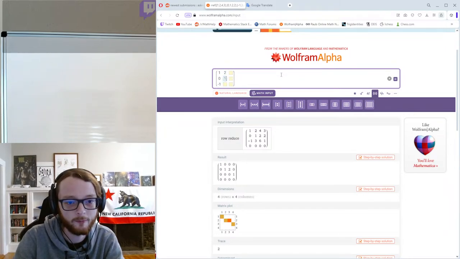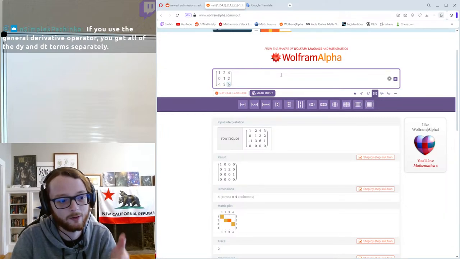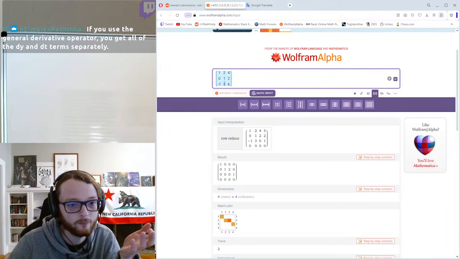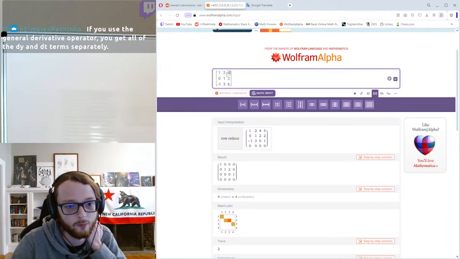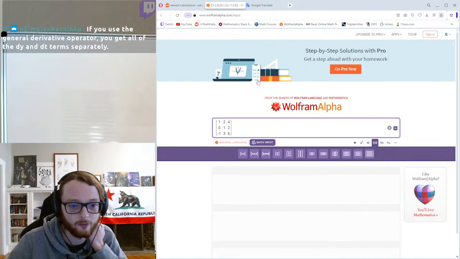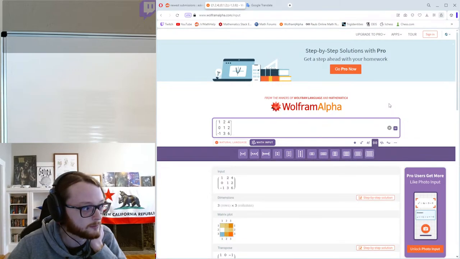Will Wolfram Alpha tell me if it spans, or if it's actually 4, 2, oh, wait. Yeah, clearly this doesn't span all of R3, because 2 times column 2 is column 3. Okay. So yeah, it definitely doesn't span everything. It doesn't seem like W is in the span.